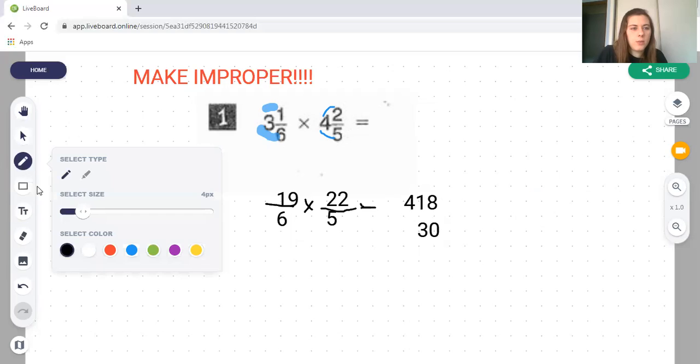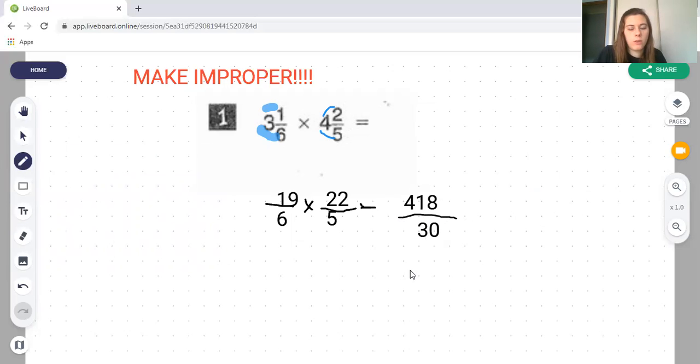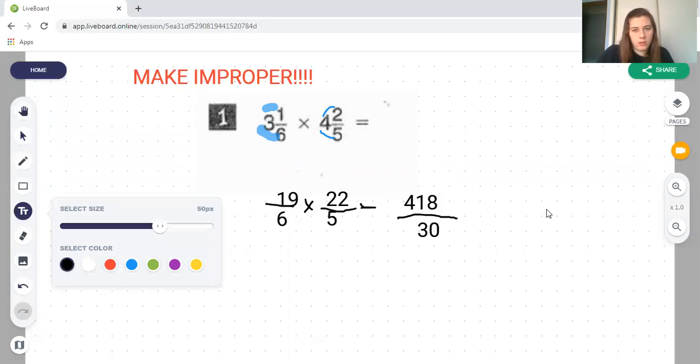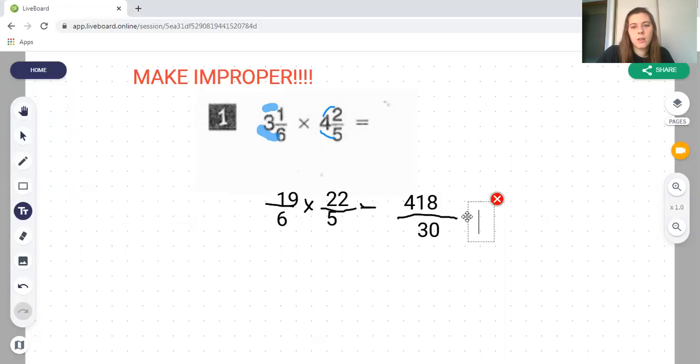Okay, this needs to be converted. You can't just leave 418 over 30. That's illegal. We have to convert this back into a mixed number. So let's go ahead and do it. When I go to convert this, I need to figure out how many times 30 goes into 418. You can either do that by figuring out what times 30 is close to 418, or you can do division. Either way, you will end up with 13 on the outside, because 30 times 13 is 390.